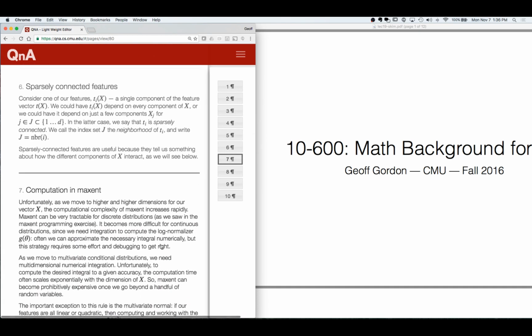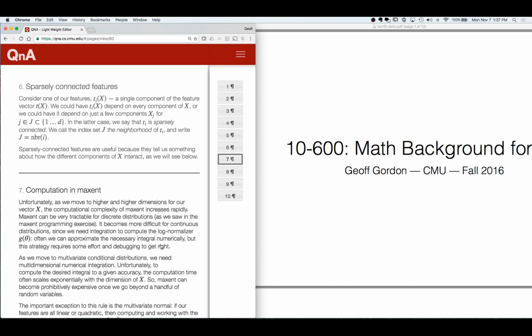Another thing that can be different in the multidimensional case is the connectivity of our features. Each one of our features, say t_i of x, in the univariate case depends on the single component x. In the multivariate case, each feature can depend on some components of x and not others. For example, you could have the first component of x squared, or the first component of x times the second component. We're going to call that a sparsely connected feature if it depends on only a subset of the elements of x.